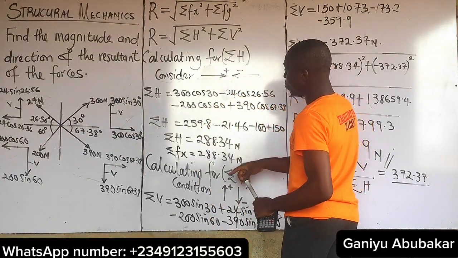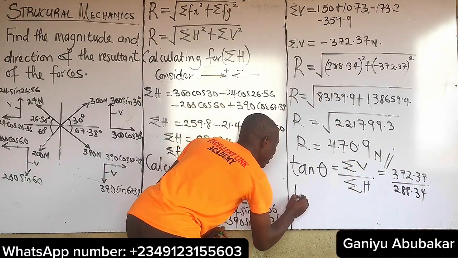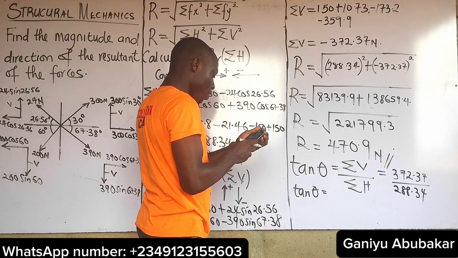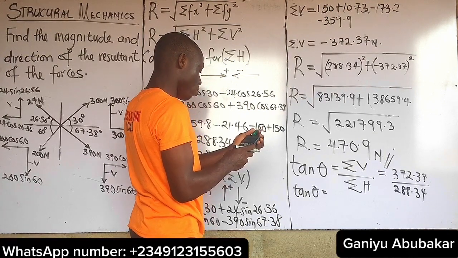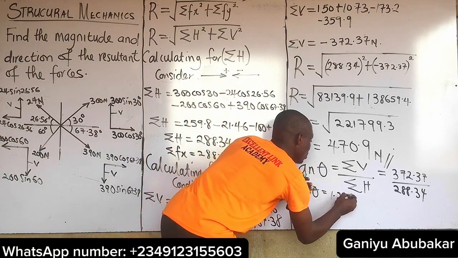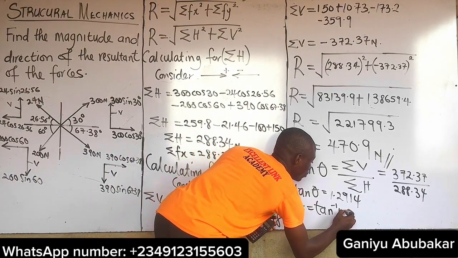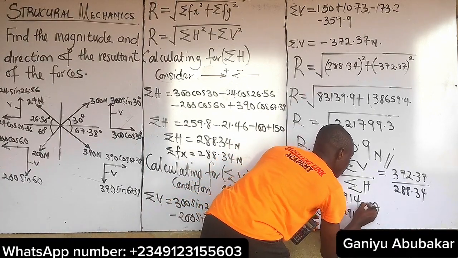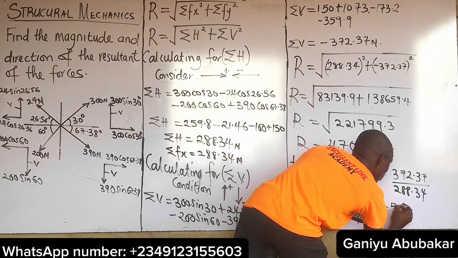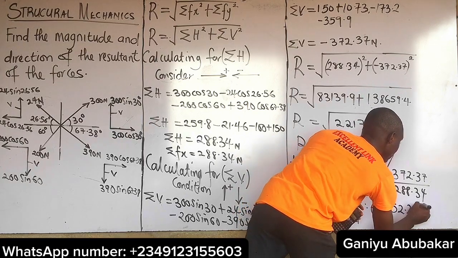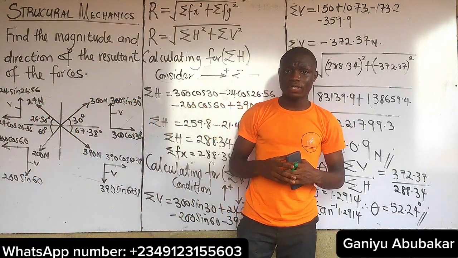So over summation H now will be equal to 288.34. If I divide the two, tan theta will be equal to 372.37 divided by 288.34. That will give around 1.2914. Theta is equal to tan inverse of 1.2914. So, therefore theta is equal to, shift tan, I have 52.24 degrees as my direction. So this is how to find the resultant of these given concurrent coplanar forces.